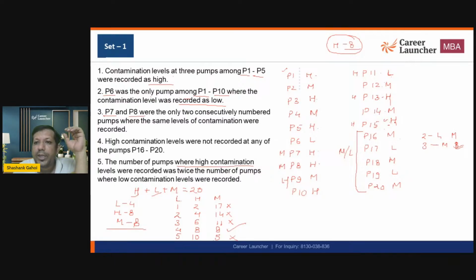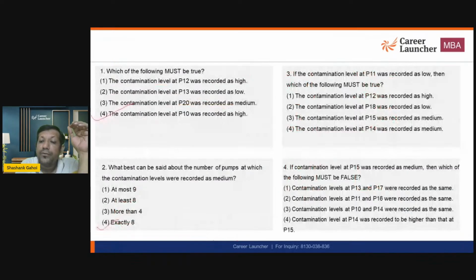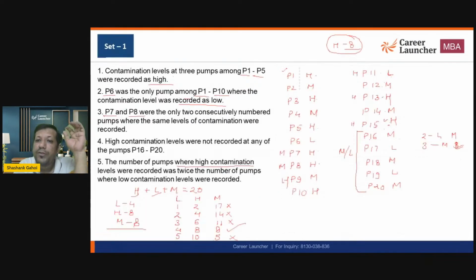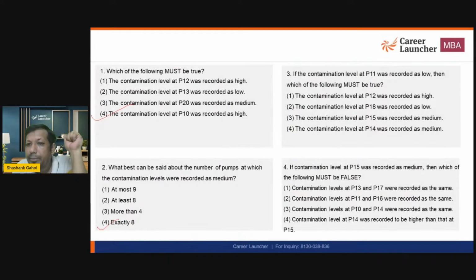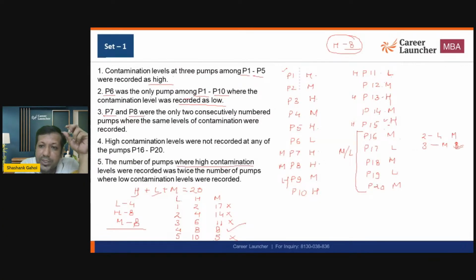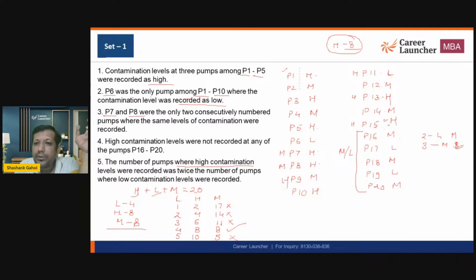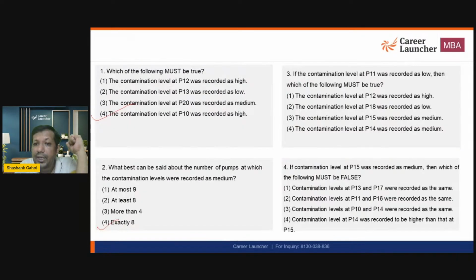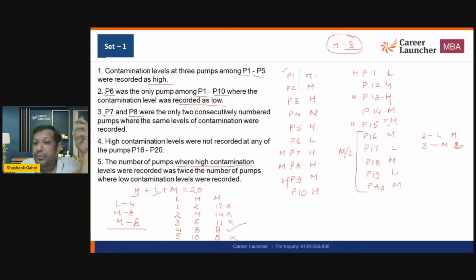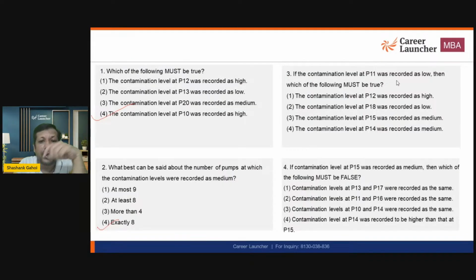So how many did I get? I got 8 in total, 8 high or 8 medium and 4 lows. This is what I am getting. Which of the following must be true? P12 was high. No, P12 is medium. P18 was low. No, P18 is medium. P15 was medium. No, P15 is high. P14 was medium. Yes, P14 is medium. So I got my answer as option 4.